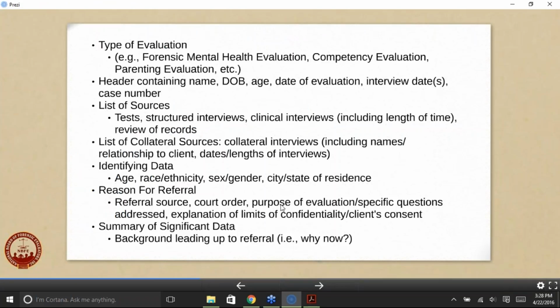Then we go into our list of sources, which includes the tests that you administered, any structured interviews that you used, clinical interviews including length of time, and review of records.